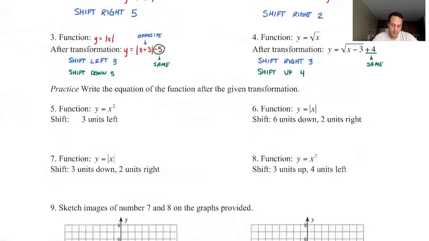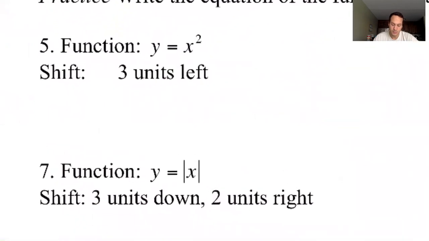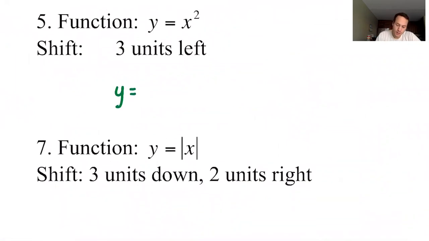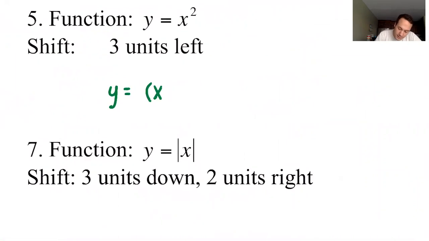And now we do the same thing. Let's practice writing some of our own. Y equals x squared, and I want to move it 3 units left. Now this one, when you're taking x squared and you're moving it left or right, you have to put parentheses. Left is going to be the opposite. Don't forget about that.